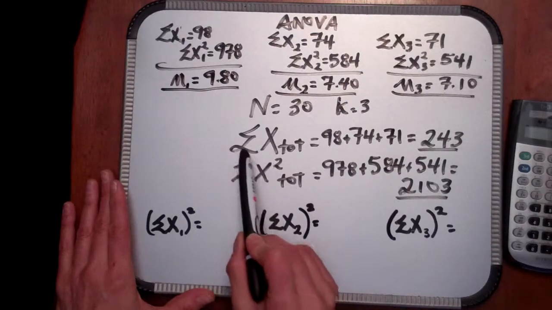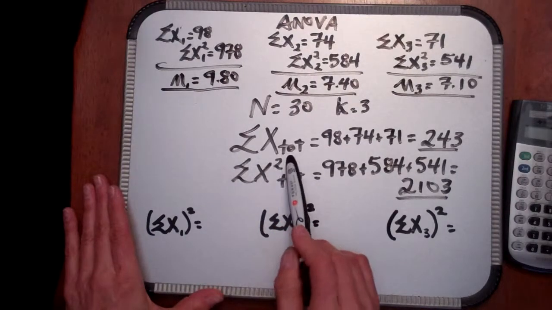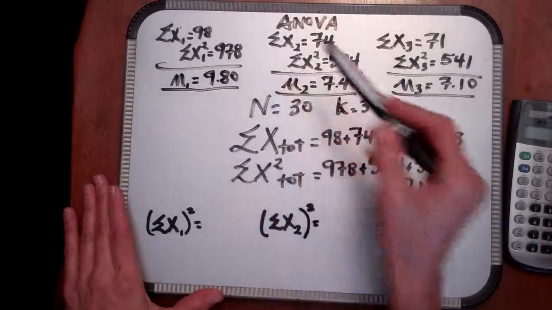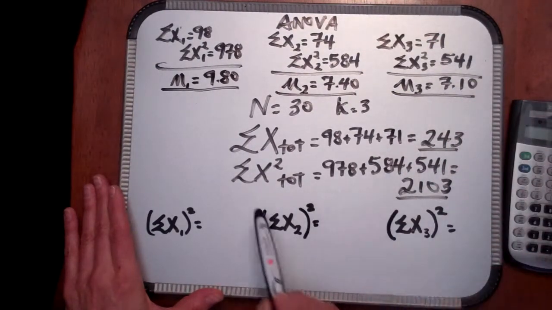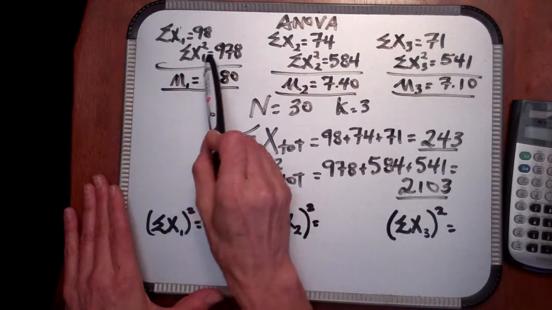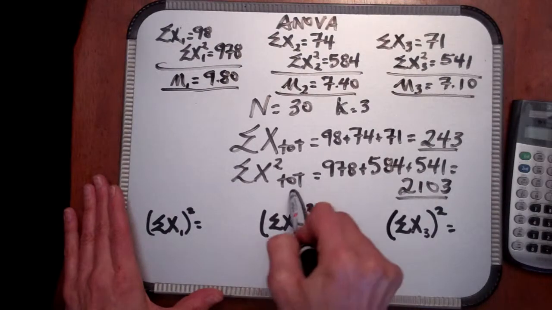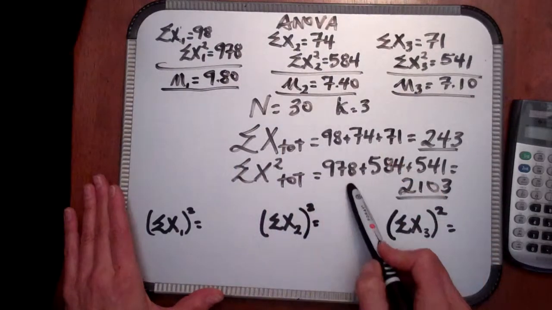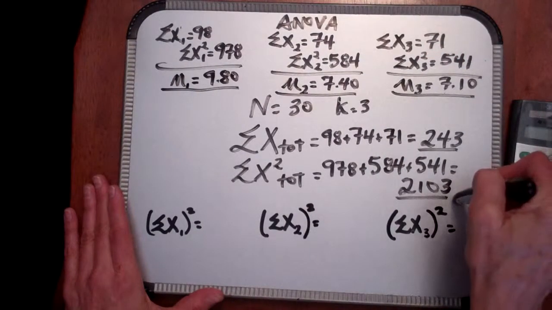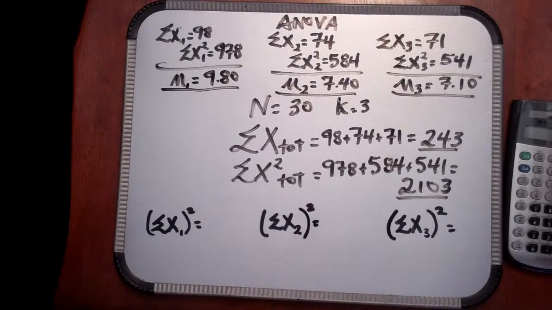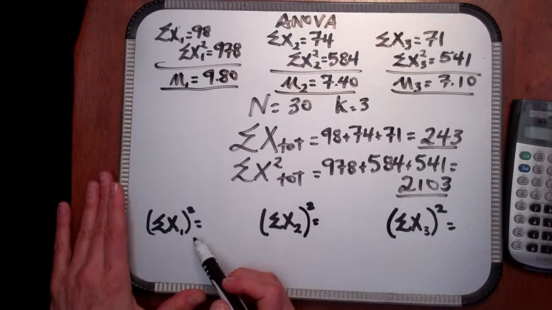If you add together all of the x's from all of the groups, you have the sum of the x's total, and that's 98 plus 74 plus 71, 243. If you add together all of the sum of the x's squared for all of the groups, so that's sum of the x's squared total, you get 978 plus 584 plus 541 equals 2,103. Now, there are additional values that are very useful to calculate at this point. It'll make the coming calculations a little bit easier to have this already done.